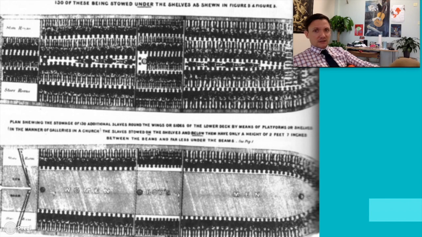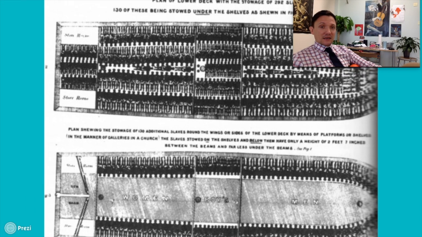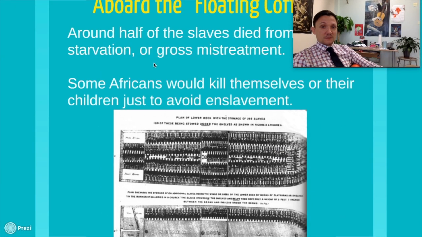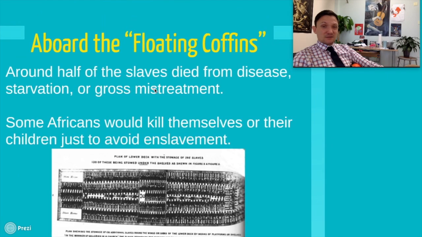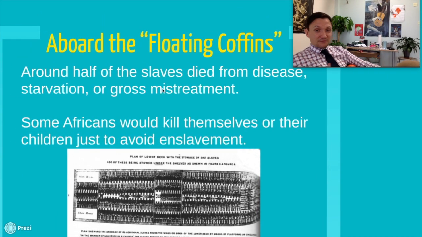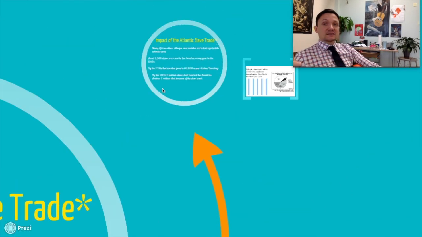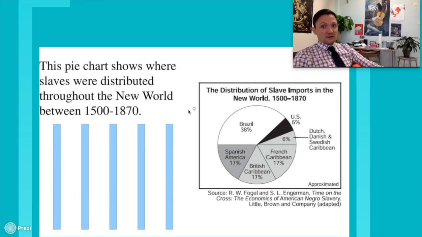Matthew McConaughey's in it, or Anthony Hopkins. But yeah, it's a very, very intense thing, and it's not something to be taken lightly, right? It's a very, very awful experience for these people. Around 60% of the slaves, give or take, are going to live, but about 40% are going to die from disease, starvation, gross mistreatment, right? Some Africans would actually kill themselves or their children just to avoid being enslaved, right? So this middle passage, this second leg of that hub, is very, very awful, right?